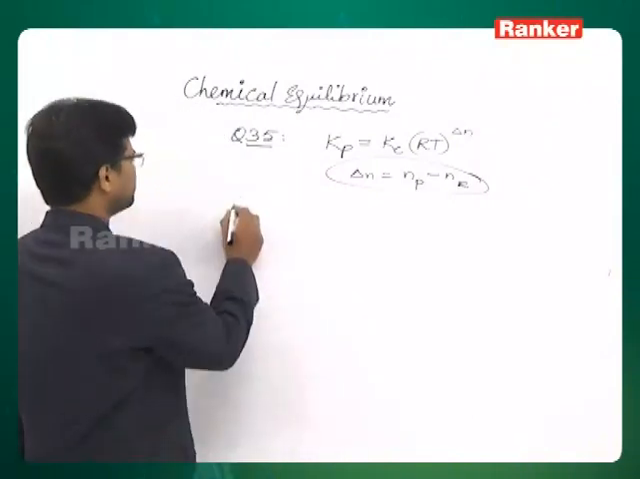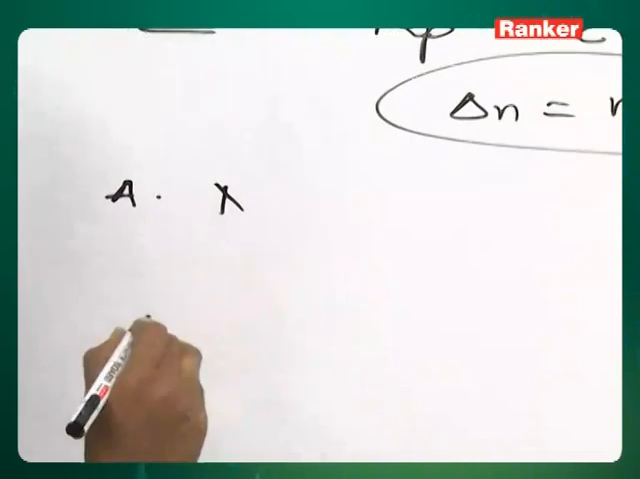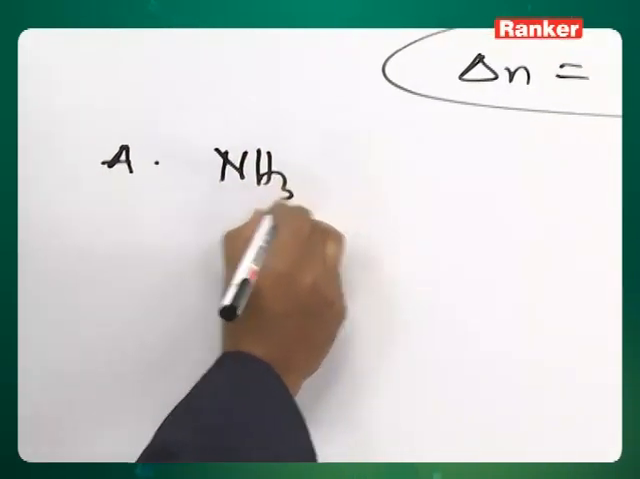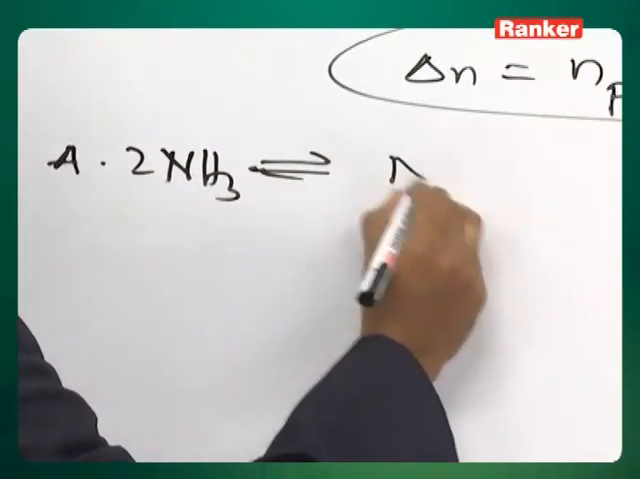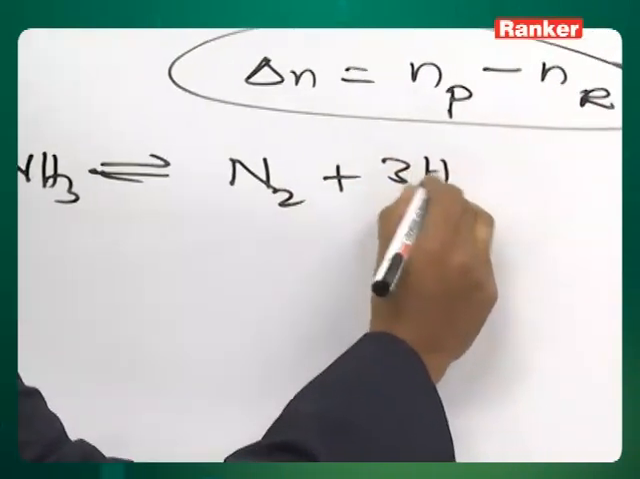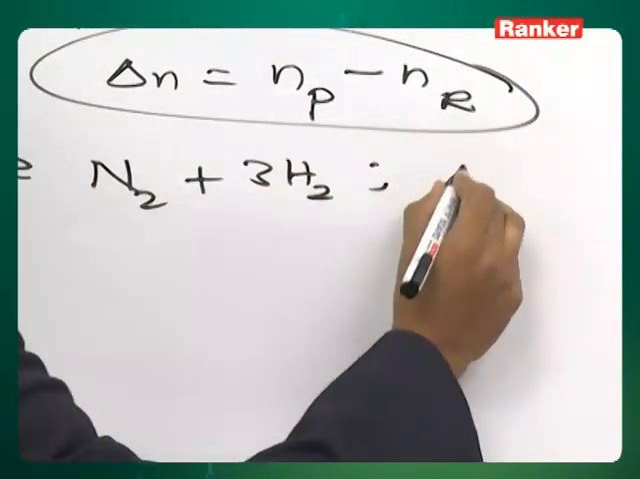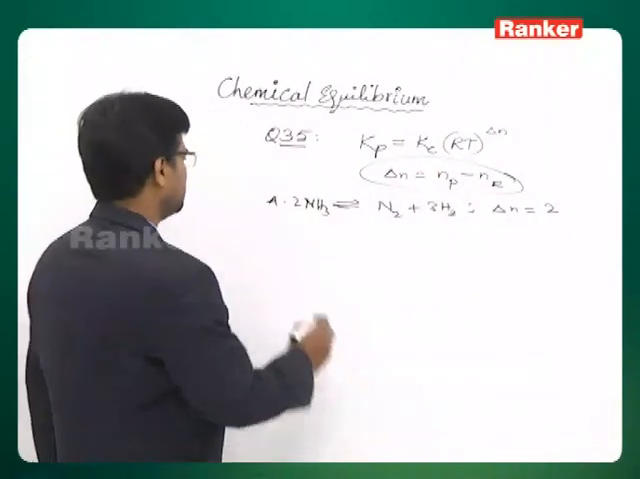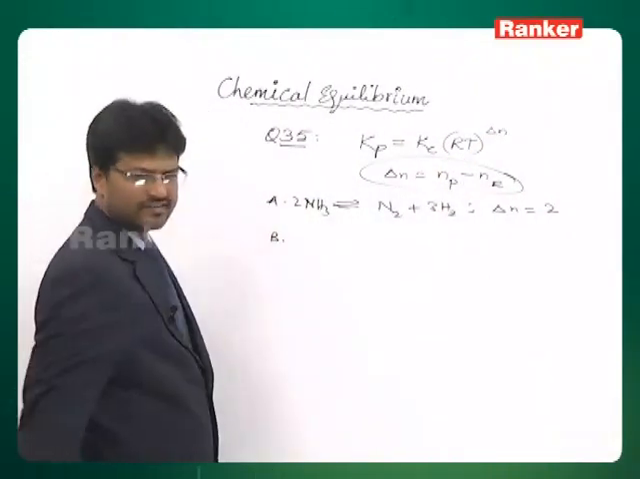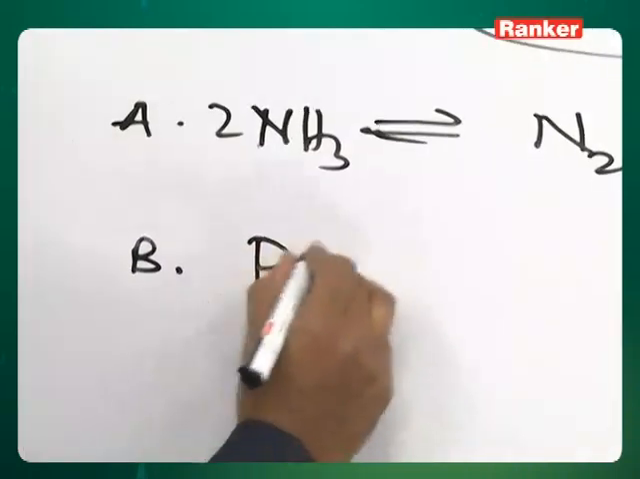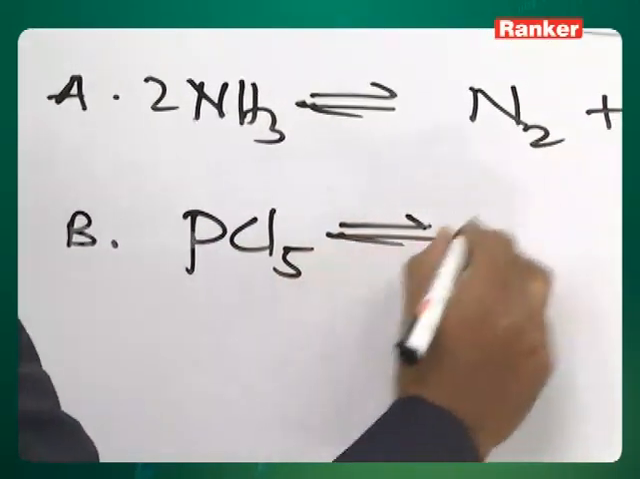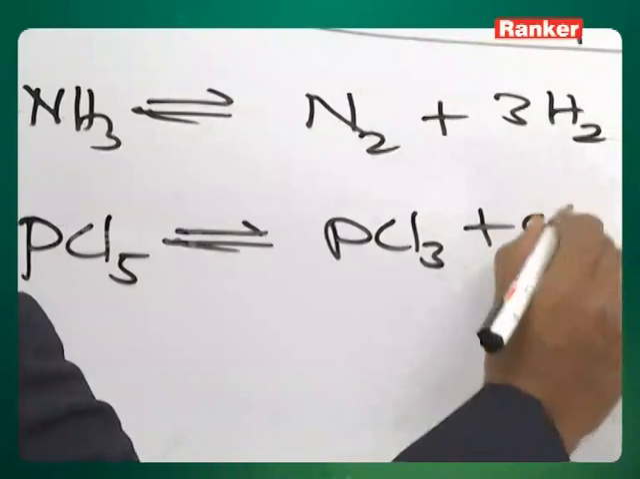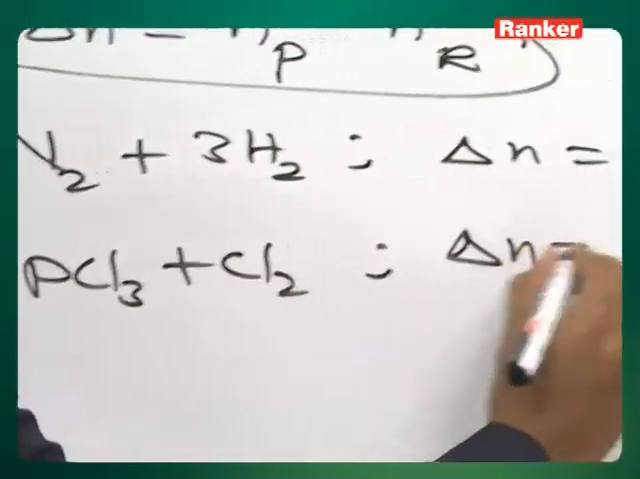Look at this, A. The reaction is 2NH3 reversible arrows N2 plus 3H2. For this reaction, delta n is 2. So you need to substitute 2 over here. Then look at the next reaction, B, PCl5 gives rise to PCl3 plus Cl2. Delta n for this reaction is 1.